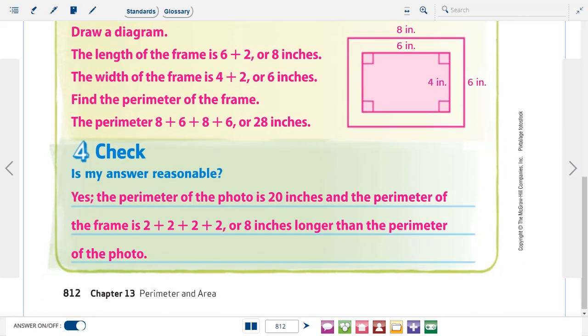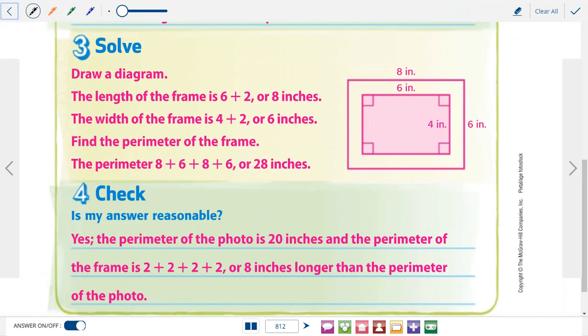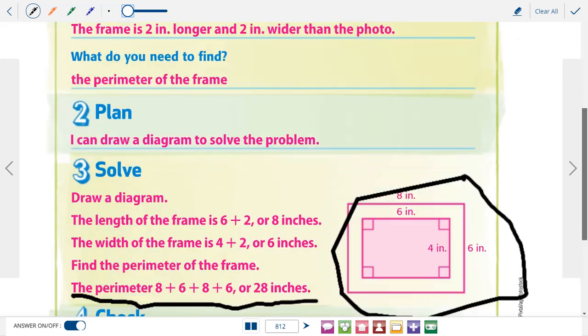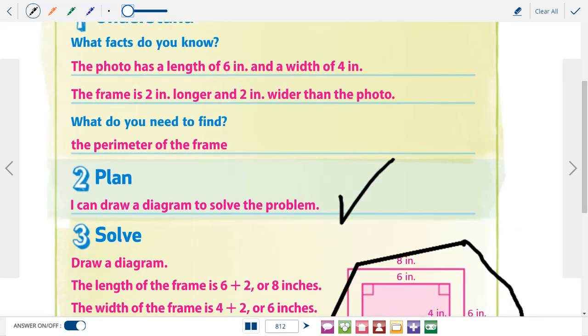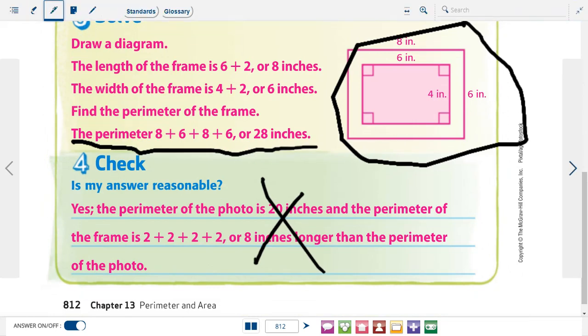It is not important for me to check your answer. Also, you can skip writing all of this. Wait, let me show you. I want you to draw the diagram. Draw this. It is important to draw the diagram and write this sentence. You can skip writing the check of your answer. You have to write the plan, what do you need to find, and what facts you know. Okay, I think everything is clear now.